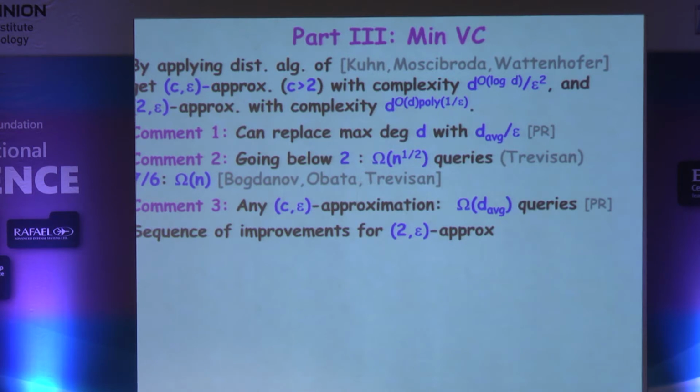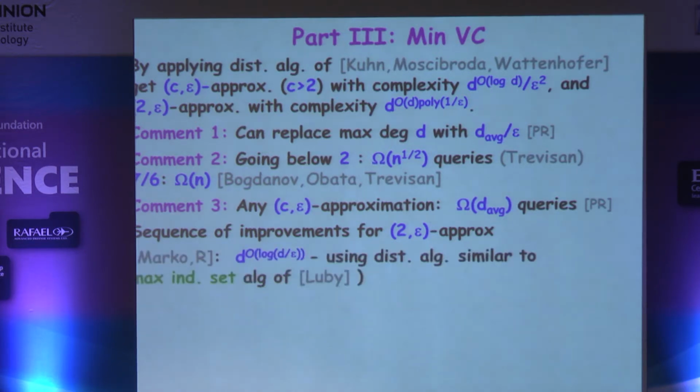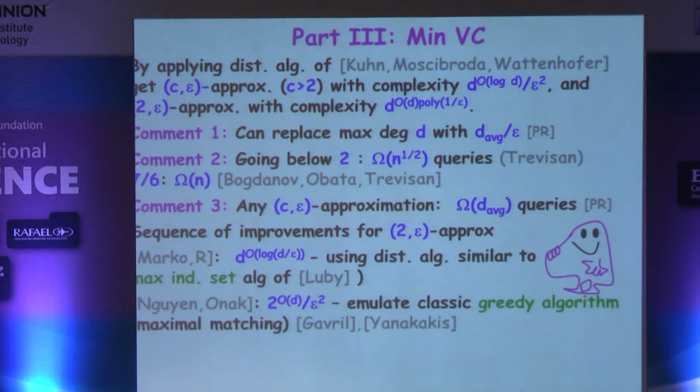So if we stick to 2 and epsilon, there have been a sequence of improvements. The first one also used a distributed algorithm, a different one, and got something somewhat better, still not polynomial, but sub-exponential. And then there was another work that, on one hand, wasn't really better in all parameters, but it was different, and that was important. Sometimes it's not that you do something better, maybe you do something different, and in some cases it's better, but it's a different idea.